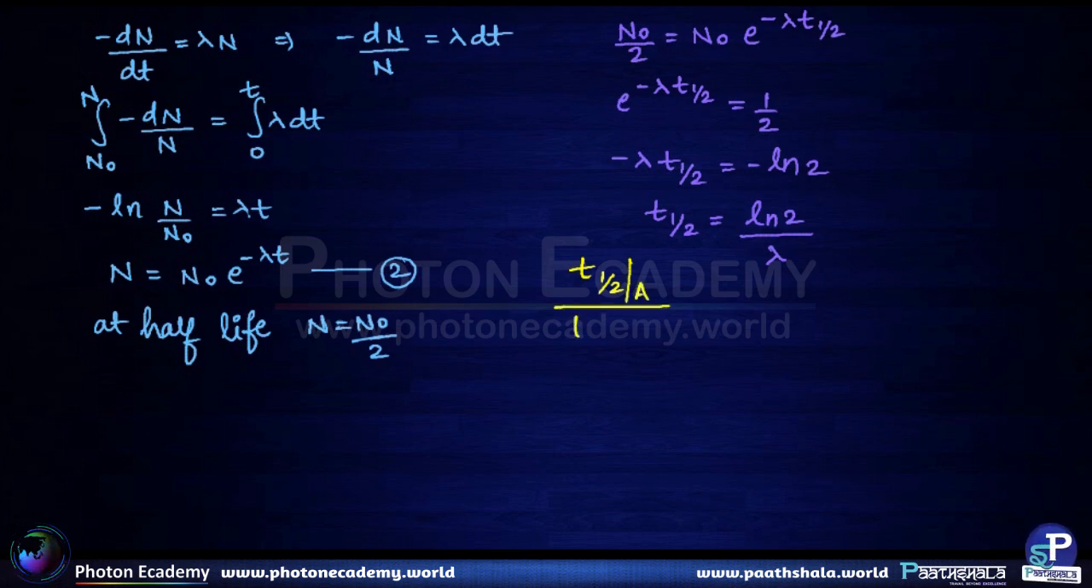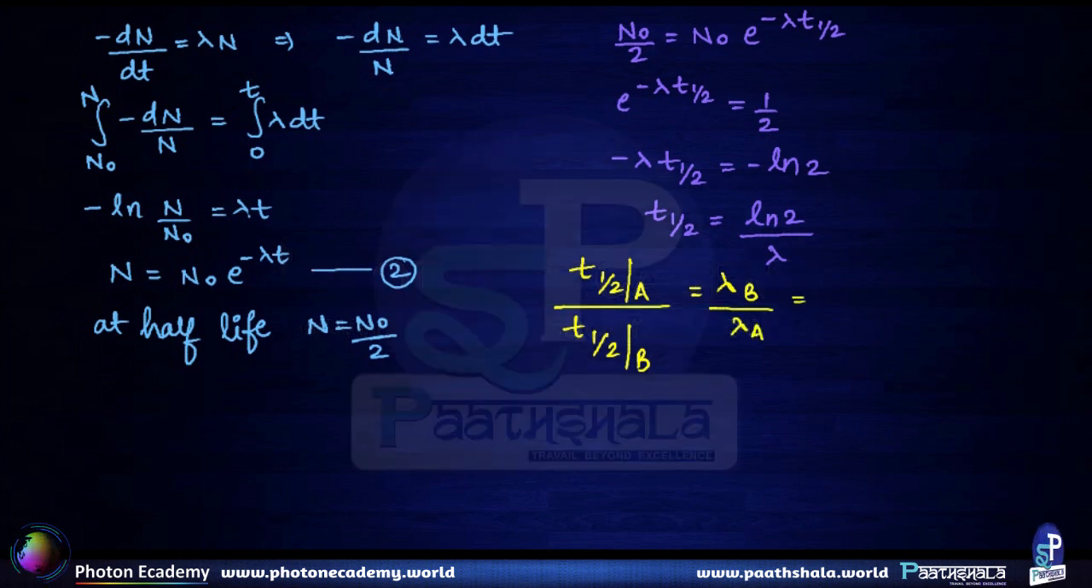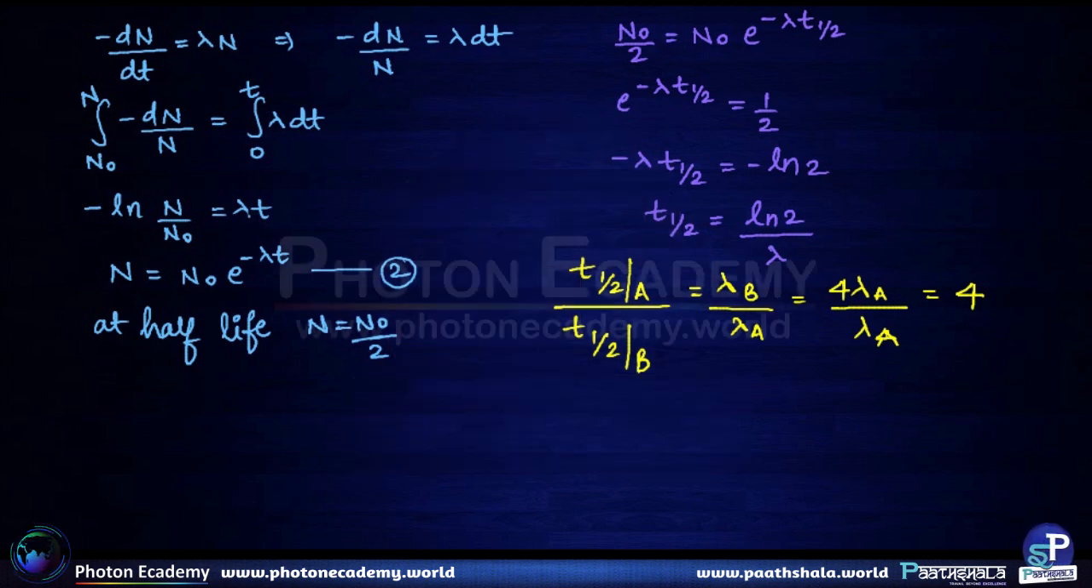So the half-life of A divided by the half-life of B will be lambda B upon lambda A, which will be 4 lambda A upon lambda A. This is 4. According to the given options, the option which satisfies this ratio is option C.